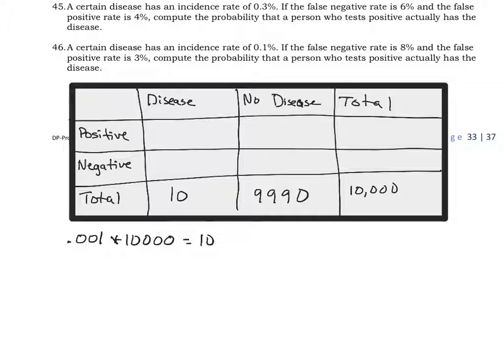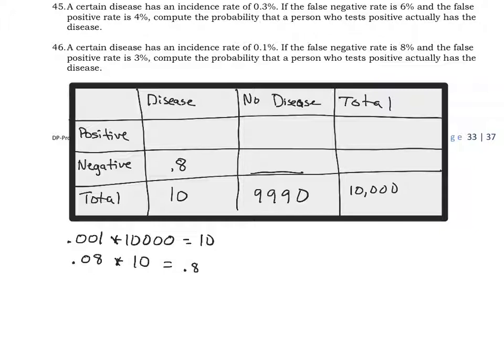It goes on to say the false negative rate is 8%. Okay? False negative. So those are the people who test negative, but they shouldn't, right? Because they had the disease. We'd expect them to test negative if they had no disease. But to be negative and have the disease, that's false. So that means we need 8%, so 0.08 times the 10 people who actually have the disease, and we're going to get 0.8%.